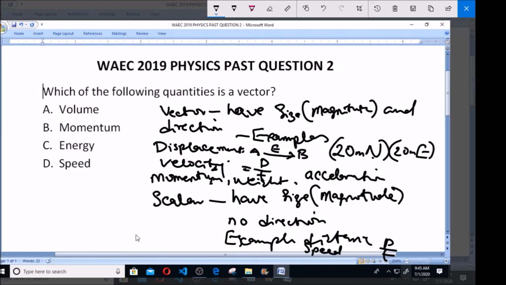Whereas under scalar, other examples are things like volume, there's no direction. Speed, I've given speed before. Energy also, all these are scalar quantities. So from there you can simply see that the example that is a vector quantity here is momentum, and that makes B the answer.